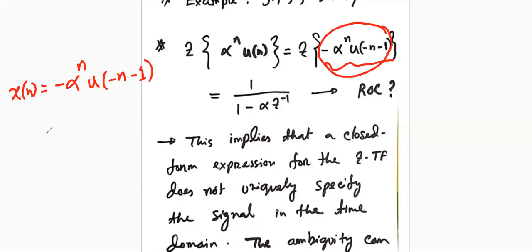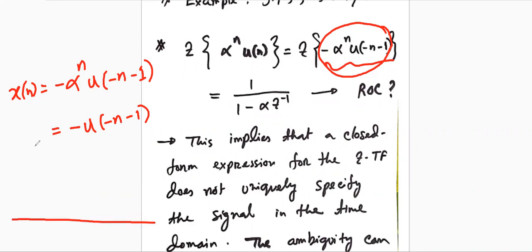Let's say alpha is equal to 1, for making it simple. Then it will be 1 to the power n, which will always give 1. So I'm not writing it like this. This is minus u of minus n minus 1. Now, if I put n equal to 1, then what will happen? I'm trying to write the sequences, draw the sequences.